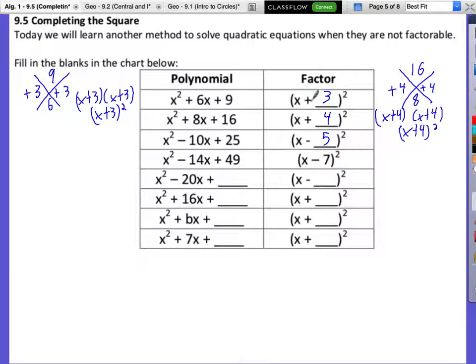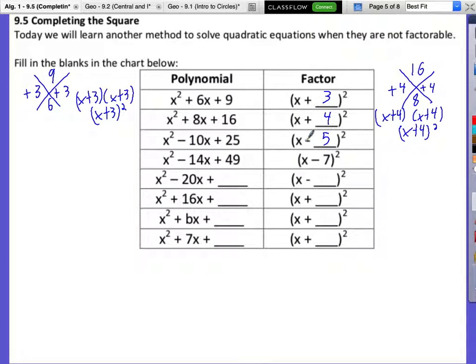How do we know whether it's going to be positive or negative, though? What was the difference there? The second term. Okay, this one was positive, so this one was positive. This one was positive, so this was positive. This one was negative, so this one was negative.